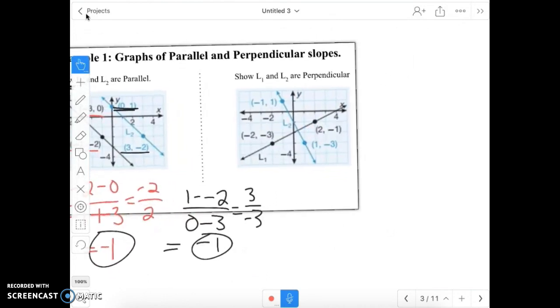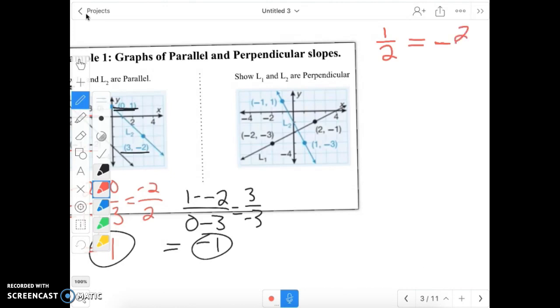Now, for perpendicular, we would want to show that those slopes are opposite reciprocals of one another. So what that means is if I had a slope of 1/2, opposite reciprocal, first off, opposite, it's talking about the opposite sign, so it would be negative, and then the reciprocal, meaning that we flip that numerator and denominator. So, shouldn't write equals, but these two slopes would be perpendicular to one another.